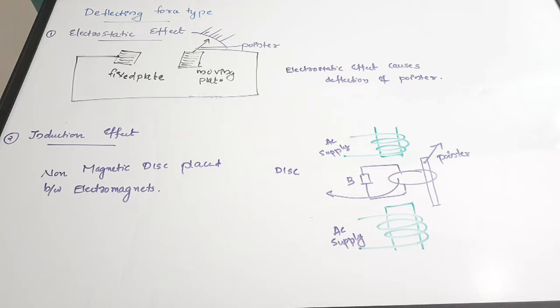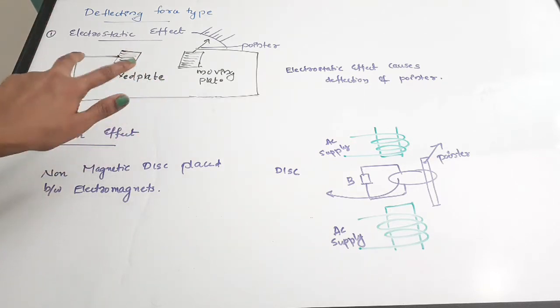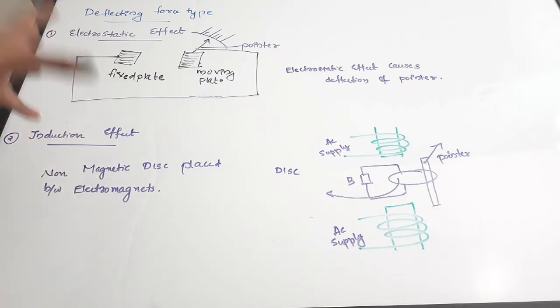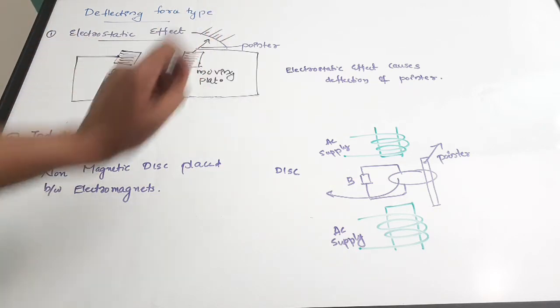The first type of indicating instruments that we are going to see is the deflecting force type, and the first force is due to the electrostatic effect. We are going to discuss the instruments in which an electrostatic force, or electrostatic effect, causes the deflection of the pointer. These are deflecting type. Here there is an electrostatic force which causes the pointer to move.